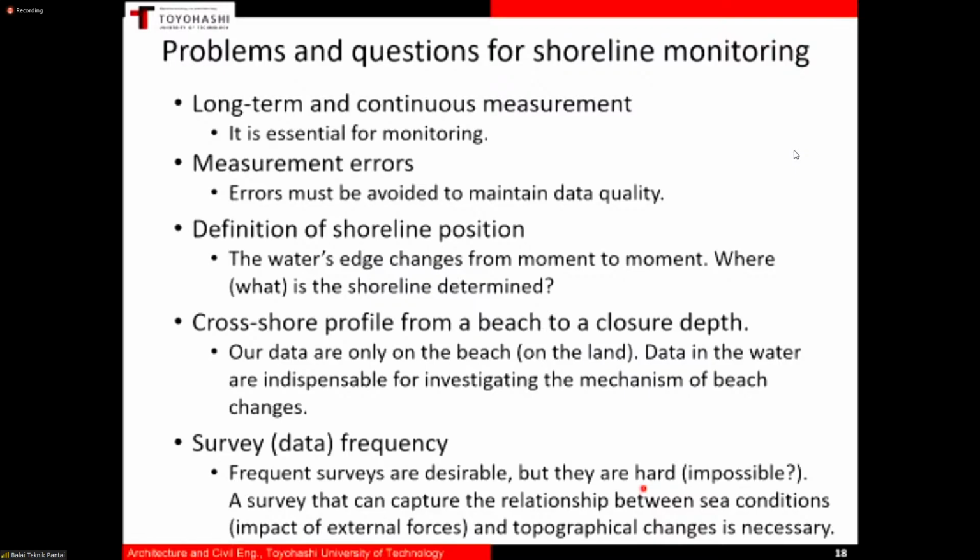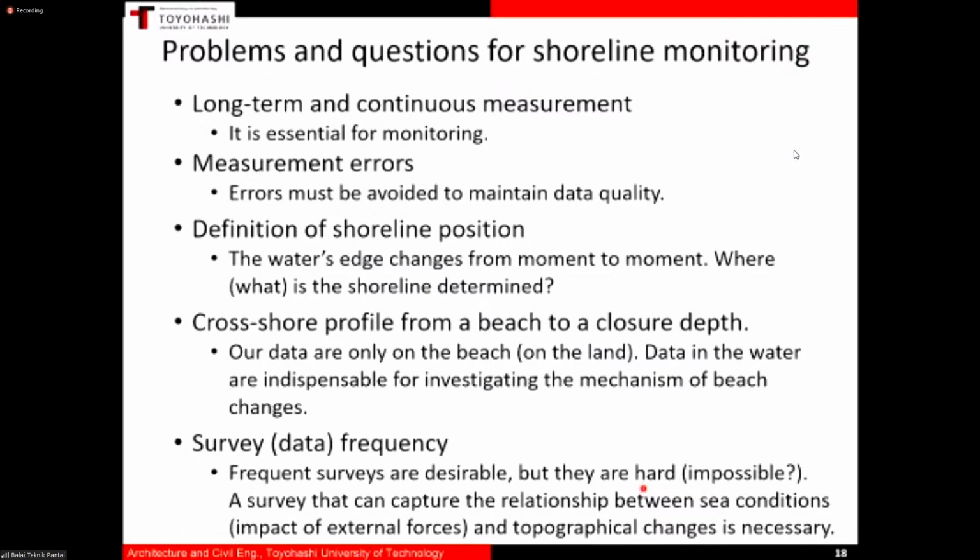And survey frequency is also sometimes important. A frequent survey is desirable. For example, every day would be best, but I think it is impossible. So how often can we measure? Maybe it depends on the purpose of the monitoring. For our case, we want to know the response to the typhoon, so maybe less than 1 week is necessary.